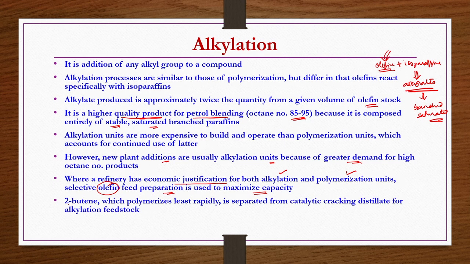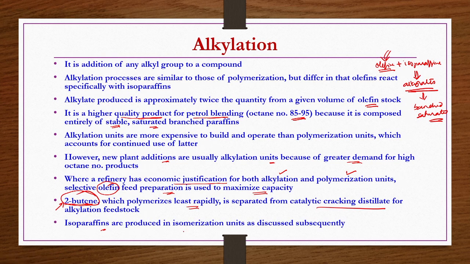For example, 2-butene, which polymerizes least rapidly, is separated from catalytic cracking distillates for alkylation feedstock. So this butene, since its polymerization ability is the least, can be used as a feedstock for the alkylation process. Isoparaffins are produced in isomerization units, which we are going to discuss after the completion of alkylation topics. Now we discuss the reactions that are involved in the alkylation process of the petroleum refinery industry.